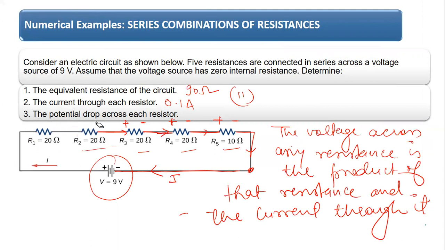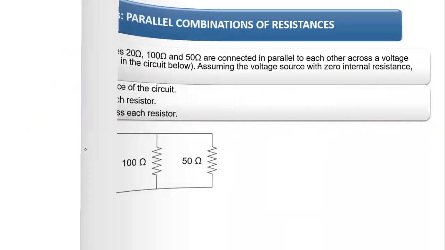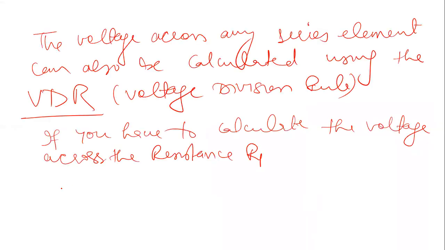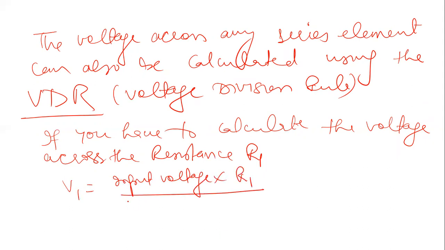And what does the voltage division rule state? It says that if you have to find out the voltage across this particular resistance, let us say V1, this voltage will be equal to the applied voltage into this particular resistance, divided by the sum of all the resistances which are connected in series. That means V1 is equal to the input voltage into the respective resistance R1, divided by the sum of all the series resistances.